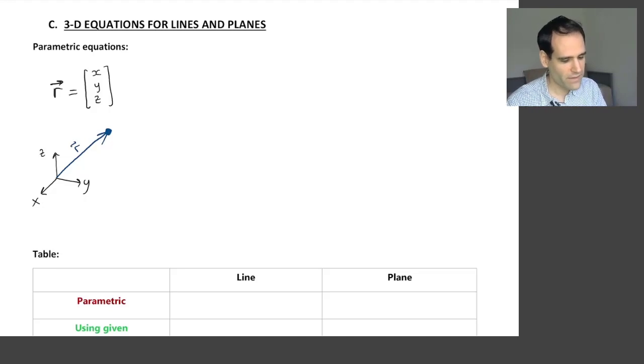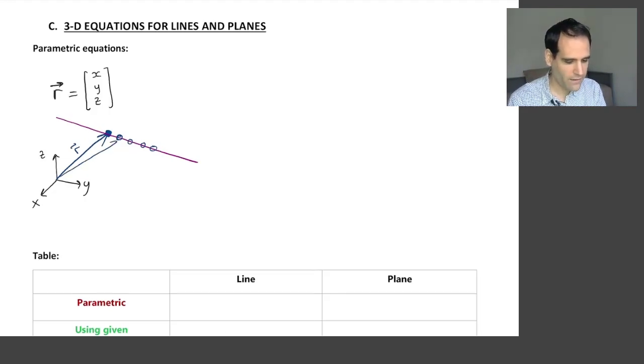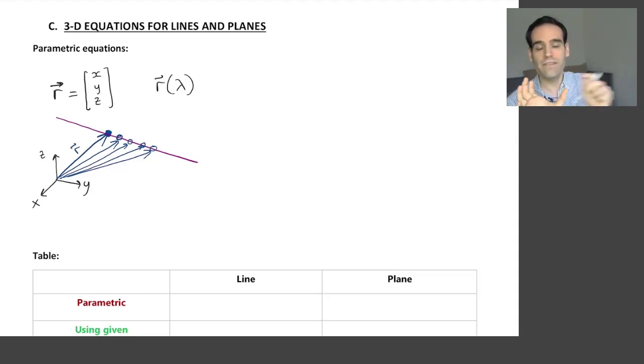For example, if we are describing a line, then every point of this line corresponds to a certain value of x, y, and z, and that corresponds to a certain vector r. So these are different vectors r. There are infinitely many different vectors r, and that's why r can be written as a vector that depends on a parameter lambda, which is like our slider, if you remember from the videos. By changing this parameter lambda, we are changing the vector r so that we are moving throughout the line.